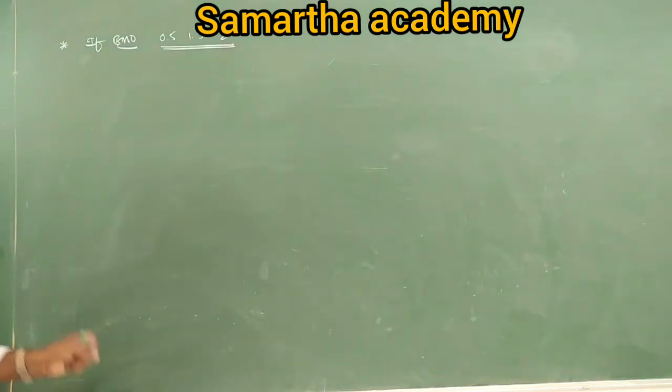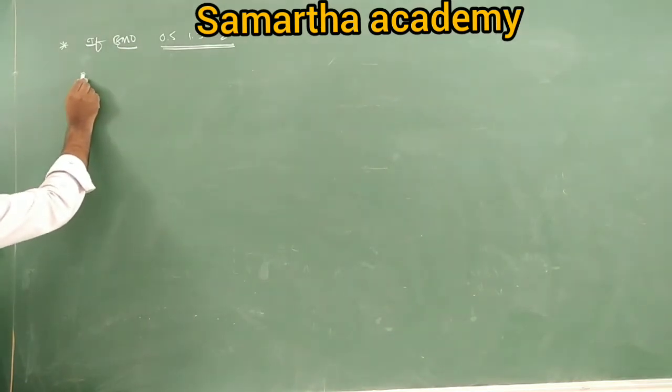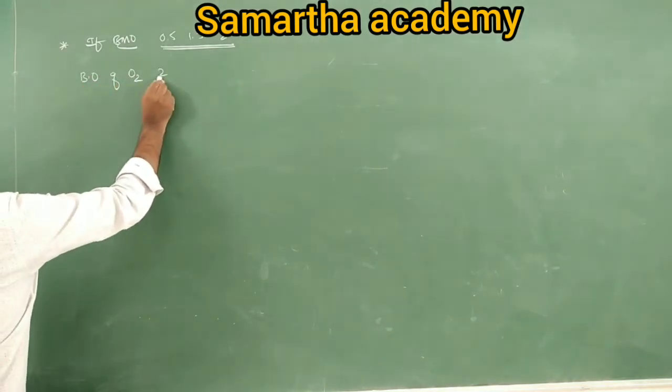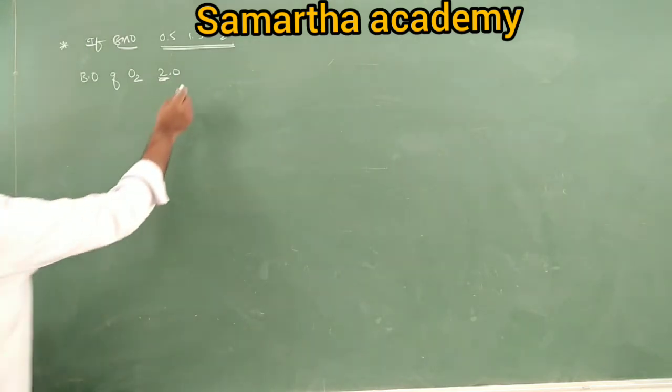But it is not the case that bond order is always fractional for paramagnetic molecules. For example, the question is this, try to understand. The bond order of the O2 molecule is 2.0. Bond order of O2 is 2.0, but it is what? Paramagnetic.